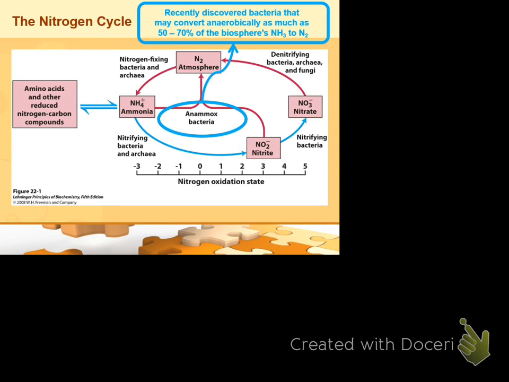And then relatively recently, I don't remember the exact years, like the 90s, early 2000s or so, they discovered that there is a type of bacteria called the anammox bacteria, and they think that they convert anaerobically more than half of the biosphere's N2 from ammonia. And so they actually help make the nitrogen that's in the atmosphere that then gets used by other bacteria to make the ammonia and to help keep the cycle up.